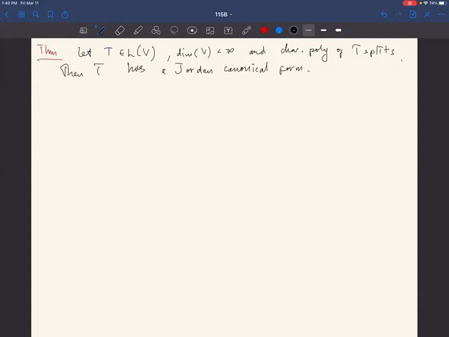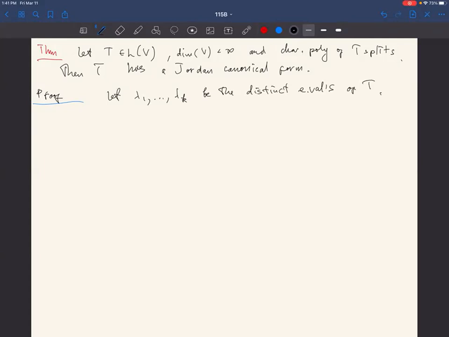Okay. This is the theorem. Proof. So, okay, it's finite dimensional, so we can list the distinct eigenvalues. We have lambda 1 through lambda k. Let these be the distinct eigenvalues of T. Okay, there are finitely many of them.